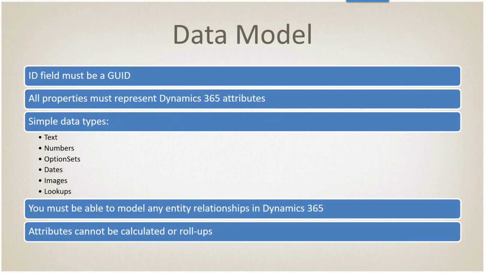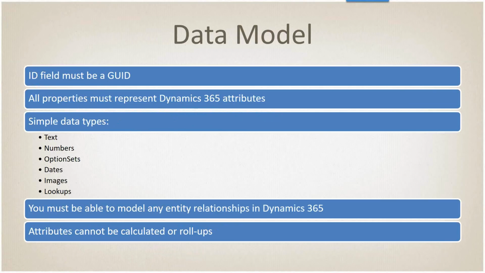All of the properties of the feed, the external relationship there, are going to be represented by Dynamics 365 attributes, which are fields. We have the simple data types: text, numbers, option sets, dates, images, and lookups.